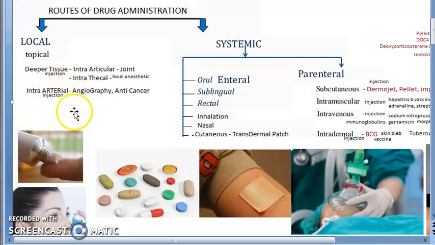Then intra-arterial, like to the artery they will give an injection, like in the femoral artery or brachial artery. So if there is malignancy or something, they can give an anti-cancer drug to that local part, okay. Then in angiography also they will choose intra-arterial injections, okay, for contrast media.